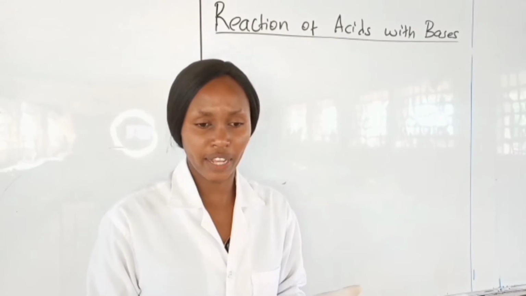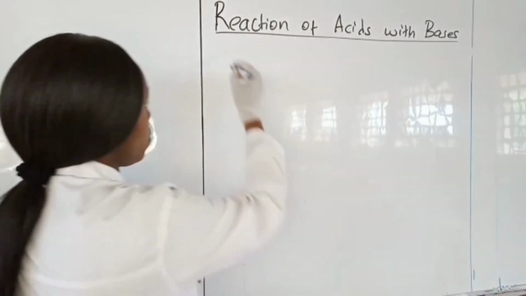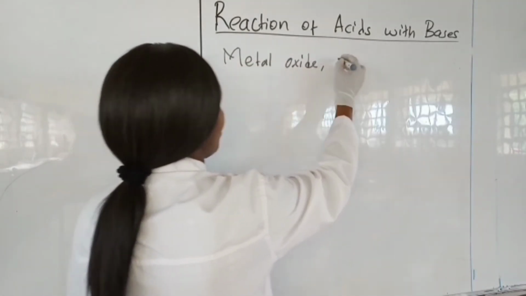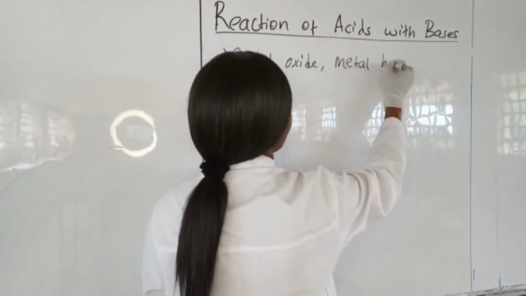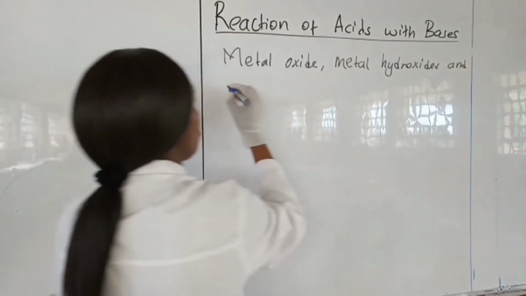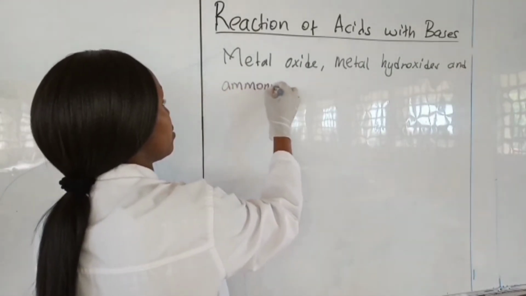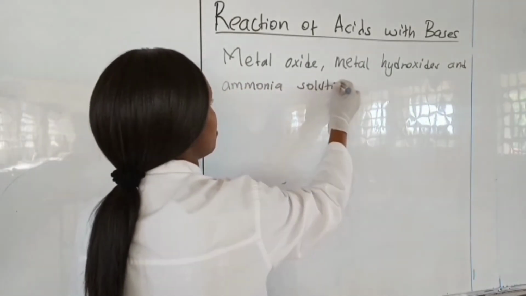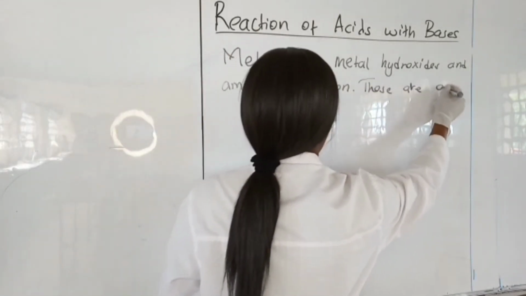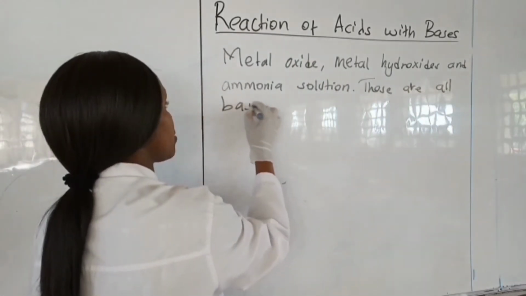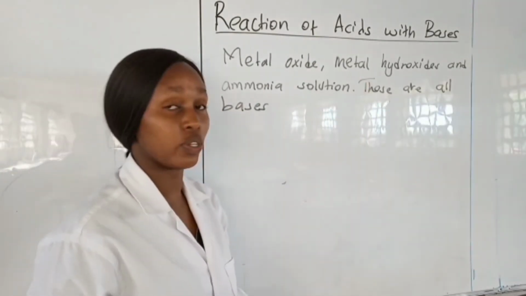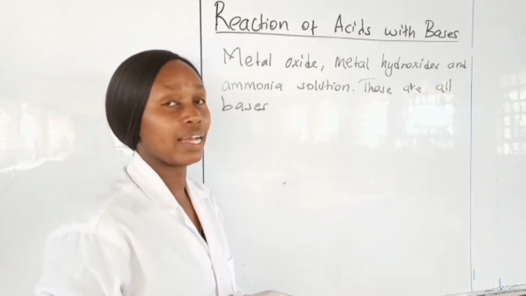We have several examples of bases. We have metal oxides, we have metal hydroxides, and ammonia solution. These are all bases. So whichever you use, whether a metal oxide, a metal hydroxide or ammonia solution, the three of them are bases.